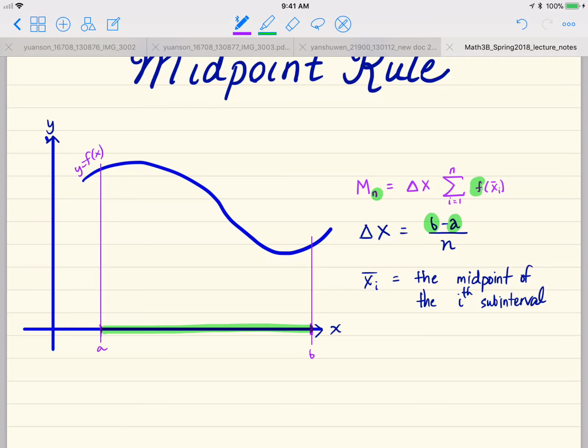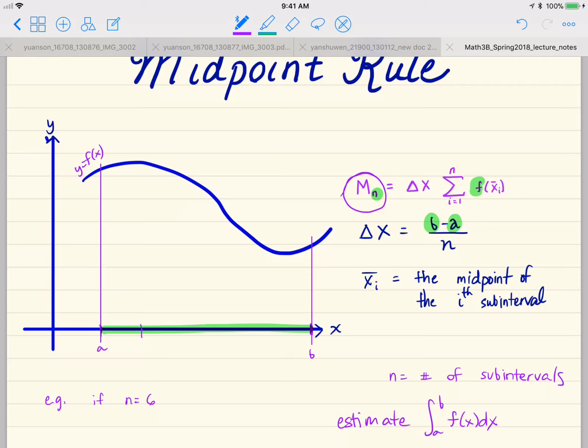Now what is n? n tells us the number of subintervals, essentially. Now our goal, if we're trying to estimate the integral from a to b of f of x dx, is this: for m sub n, take your interval a b and divide it into n subintervals. So for example, if n is equal to 6, I'm going to take my interval and divide it into 6 subintervals. So it looks like it'd be maybe 1, 2, 3, 4, 5. Okay, let's pretend I said n equals 5.